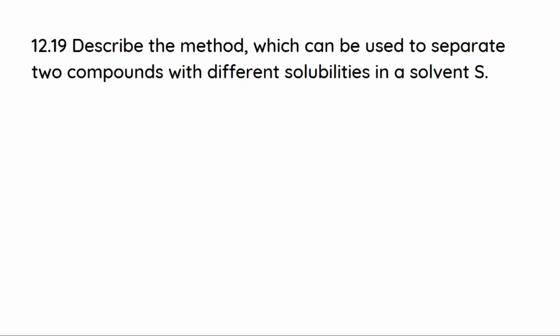The next one: describe the method which can be used to separate two compounds with different solubilities in a particular solvent. So we have a solvent S, and these two compounds are soluble to various extents. This can be separated by a method called fractional crystallization. Here we are going to make a hot saturated solution of these compounds, and we are going to let it cool down. Remember, in crystallization also we had made a saturated solution. The same way we are going to be making a saturated solution of these two compounds. And when it's cold, it starts to cool down.